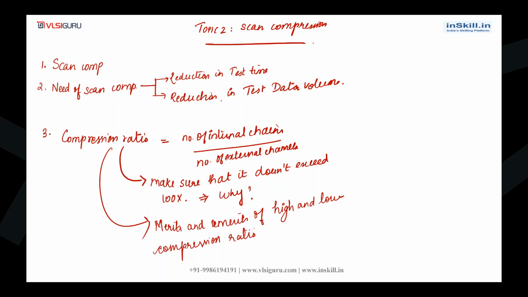So what are the merits and demerits of high and low compression ratio? We'll try to explore. And then we will also try to understand how to decide the number of internal chains and external channels.